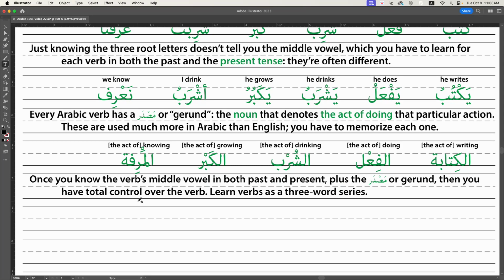So once you know the verb's middle vowel in the past and the middle vowel in the present and what's called the mustar or gerund or sometimes verbal noun, then you have total control over the verb.